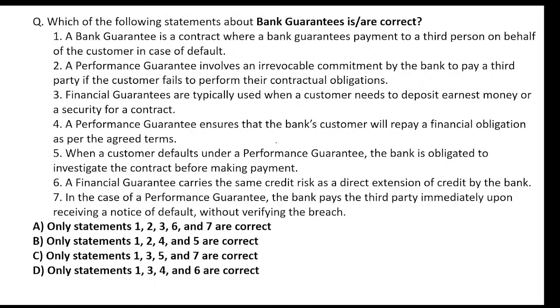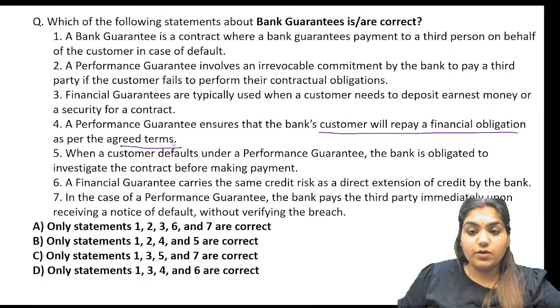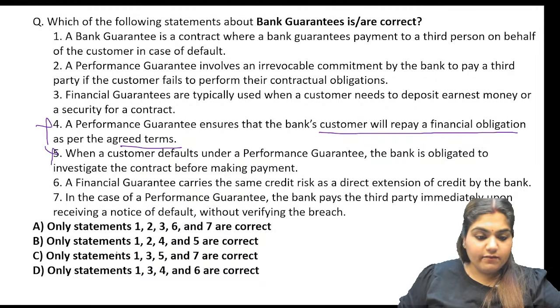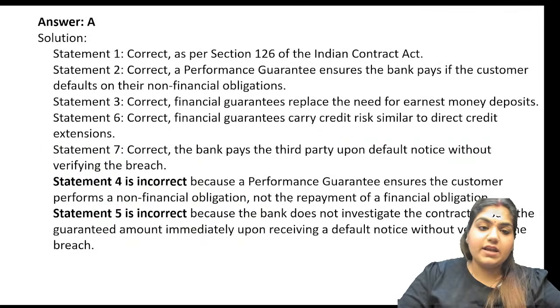Performance guarantee ensures that the bank's customer will repay a financial obligation as per the agreed terms? No. Performance guarantee ensures that the customer performs a non-financial obligation. They do not talk about repayment. They talk about performance, that the customer will do the work and deliver it to you. The customer will work their part. Statement number 5 is also incorrect. The bank does not investigate the contract. The moment the obligation arises, the bank pays the amount. So 4 and 5 are incorrect. That will give us A as the correct answer.